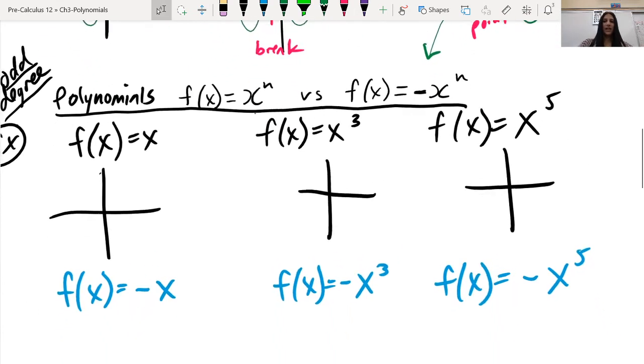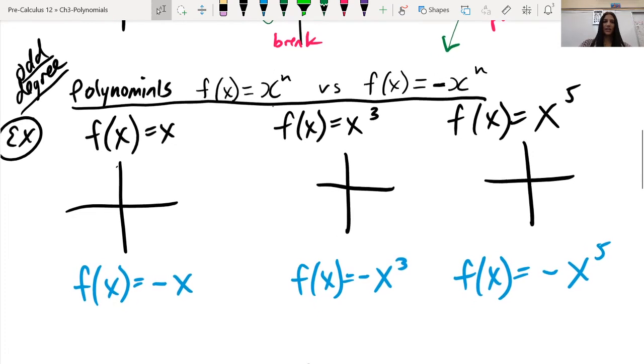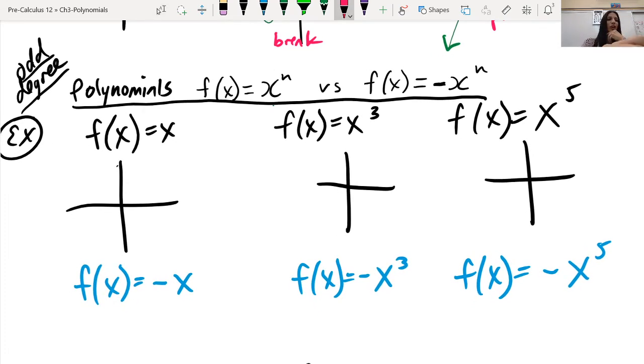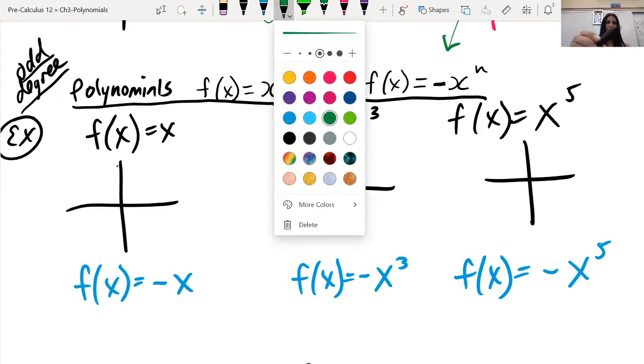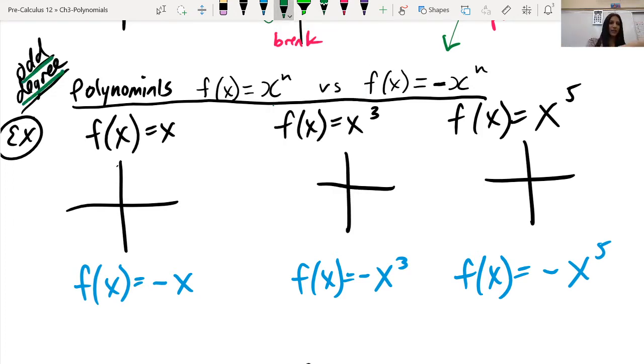Okay, next we're going to get into specifics here. We could have a polynomial with an odd degree. What do I mean by odd degree? Well, let's take a look. If I have an odd degree, that would be like f of x equals x, because although we don't write it, it's x to the 1, or x to the 3, or x to the 5. It can keep going, but you'll notice that the pattern of behavior is going to be the same.